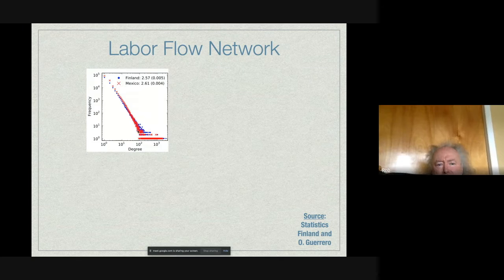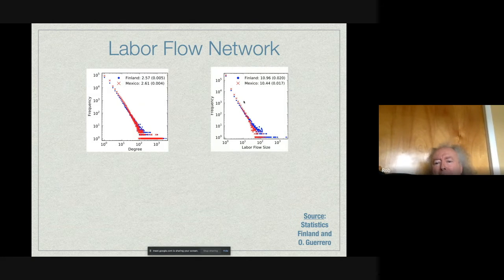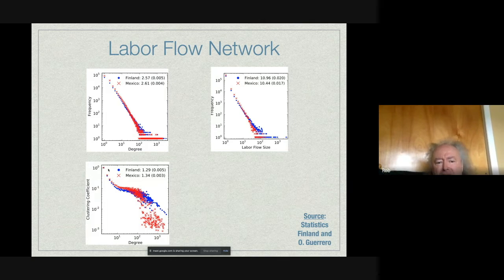Here is the degree distribution of that network, a power law in log coordinates, so another power law. Here are the weights: how many workers are moving between the different firms? What is the clustering coefficient of this thing?